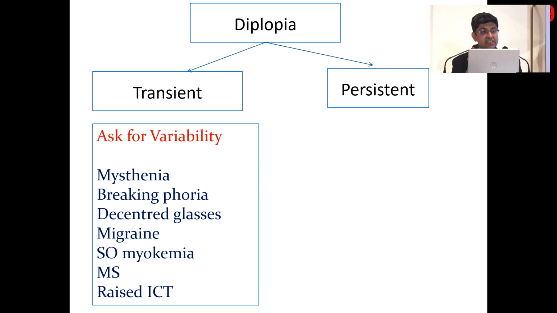When he's looking down, is he looking through one part of a progressive lens with his distance correction and another part with his intermediate correction? These are all very common causes, not easily picked up, so ask if he's recently had his glasses changed. Migraine, myokymia, multiple sclerosis, raised ICT. Raised ICT usually is going to have consistent diplopia, but sometimes it gets better as the pressure comes down.